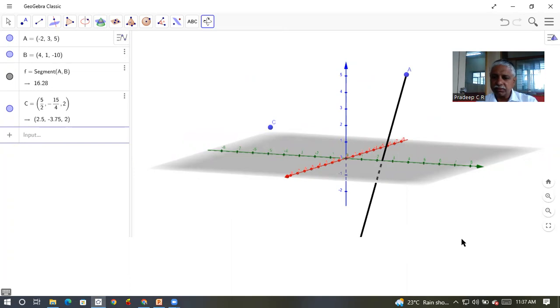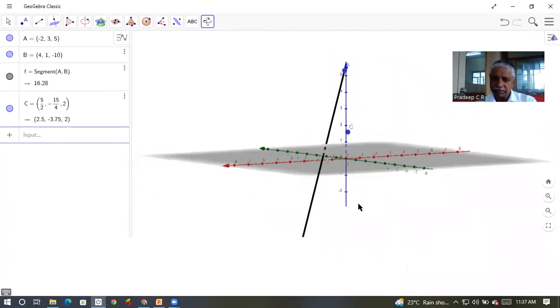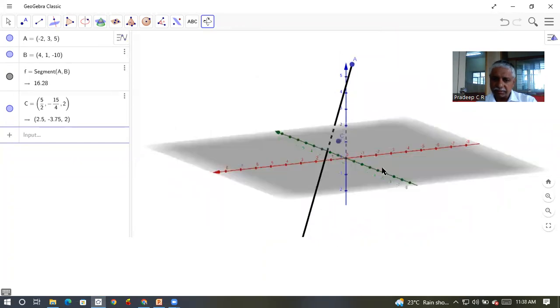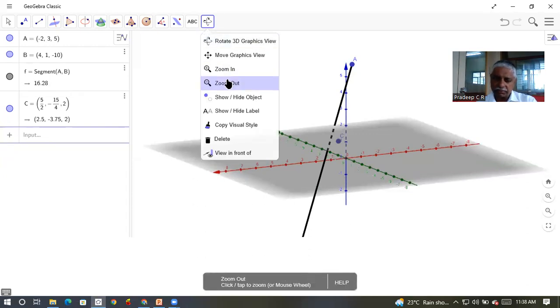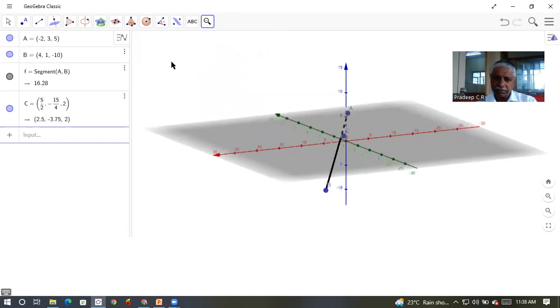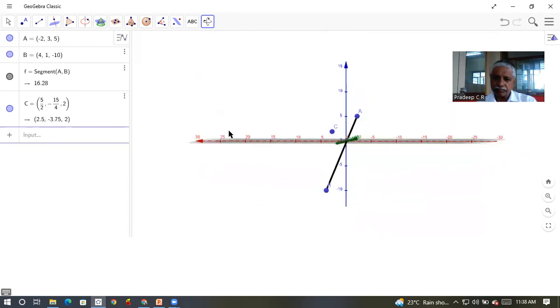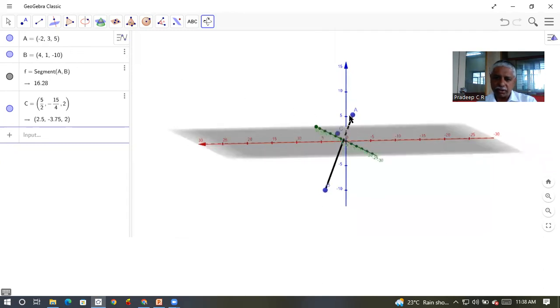You can't see the whole thing here. A is here, B is somewhere way down there, because the Z coordinate is minus 10. This has to go all the way up to 10. So I'll zoom out. See, now AB has come. A is the point minus 2, 3, 5, and B is the point 4, 1, minus 10. This is a straight line.